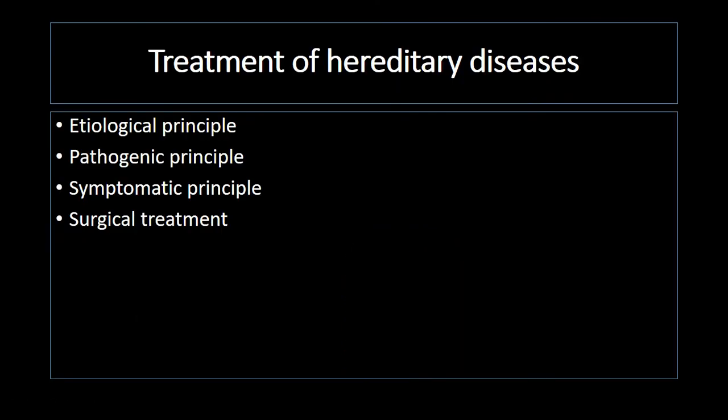And now we start our second part of the lecture, and this part will be about treatment of the hereditary diseases. There are different groups of the diseases: the first group based on the etiological principle, the second group pathogenic principle, the next group symptomatic principle, and the last group is surgical treatment.